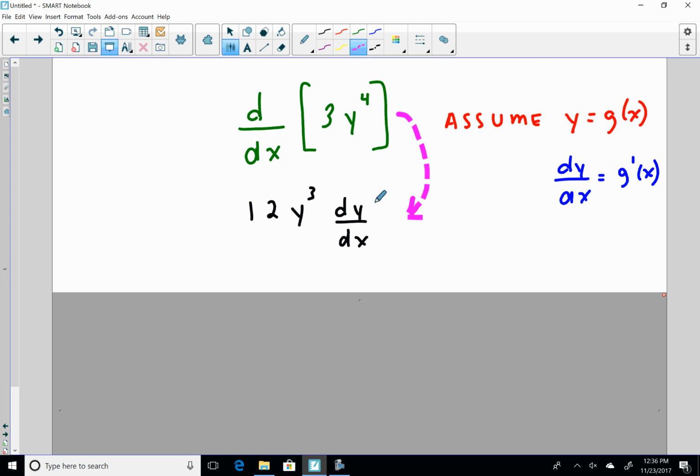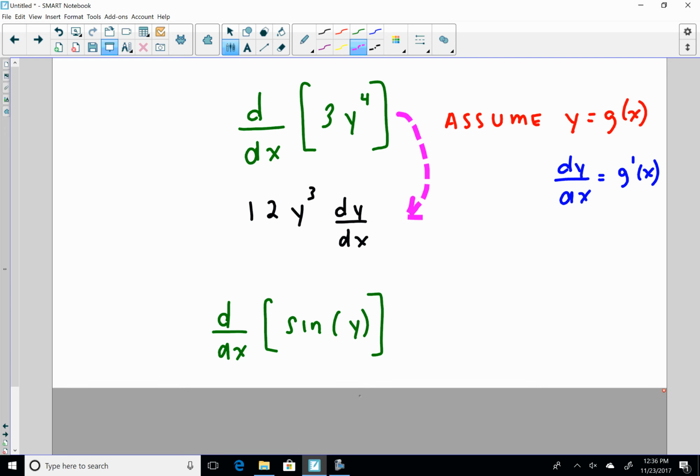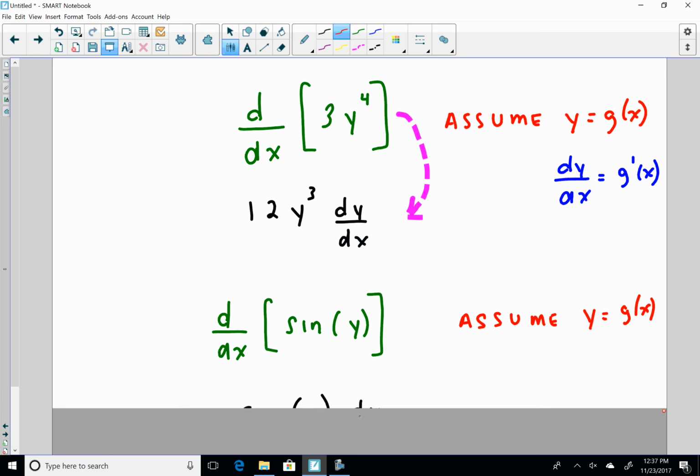Let's try one more example. We have the derivative with respect to x of sine of y. And here, again, we're going to make a strong assumption that y is a function of x. And it's going to be the inside. I think it's easy to see that y is the inside. And the derivative of y with respect to x, and I want this with respect to x, would be g prime. We don't know what y is, but we're just assuming that y is a function of x.